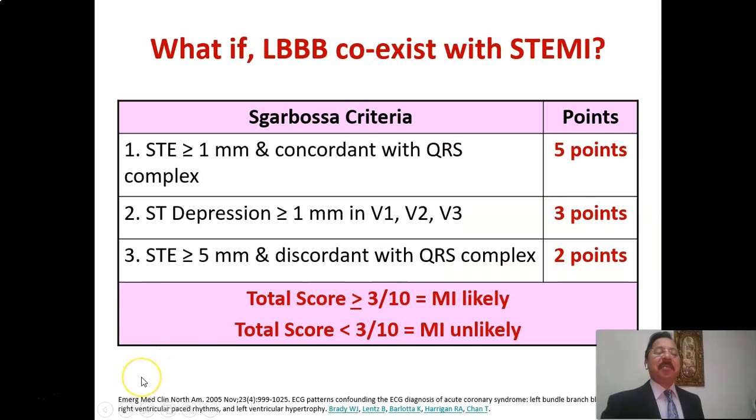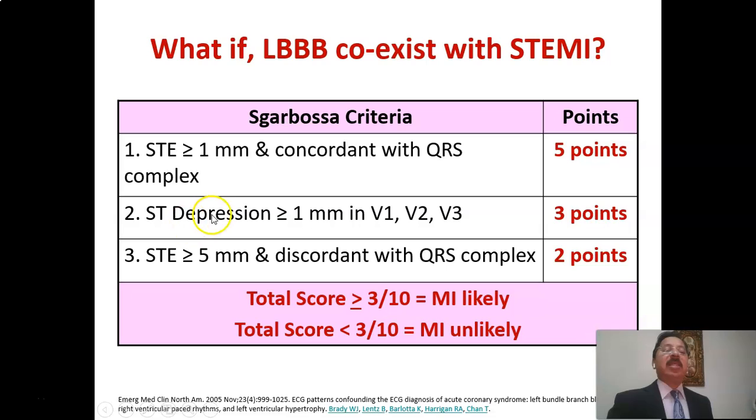So let's sum up, so it will make it a bit easier. Any ST segment elevation of more than 1 mm and concordant with the QRS complexes, meaning in the same direction as the QRS complexes, carries the maximum points, that is 5 points.